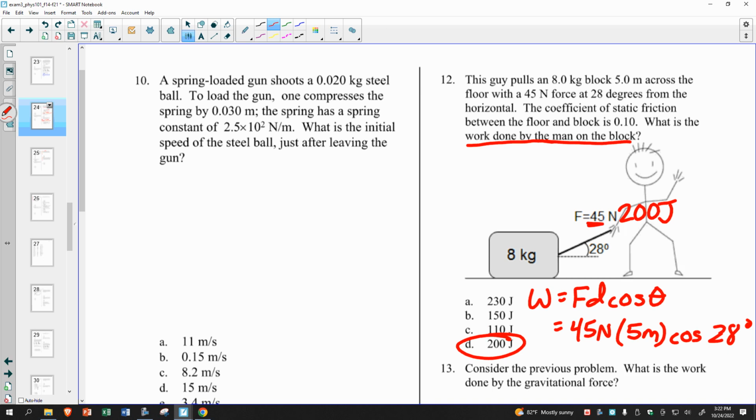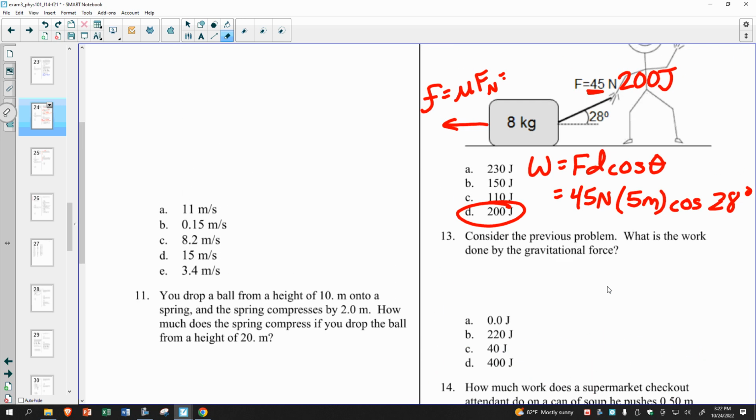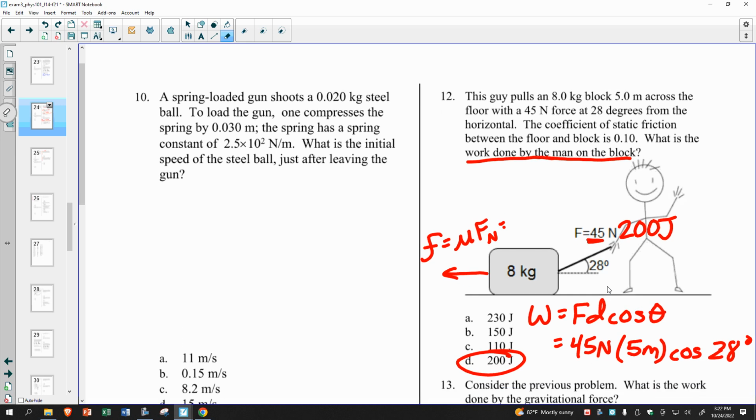Now, let's determine the work done by the frictional force, because there is work done by the frictional force. That frictional force is mu times the normal force, so 0.1 times 80 newtons. Oh, wait, no, it's not that easy, is it? The normal force is actually less than 80 newtons. Why is the normal force less than 80 newtons? Why, Lincoln? He's pulling up on it.